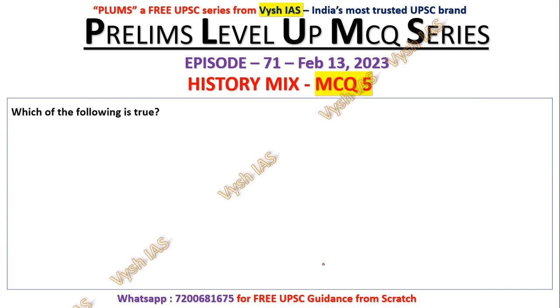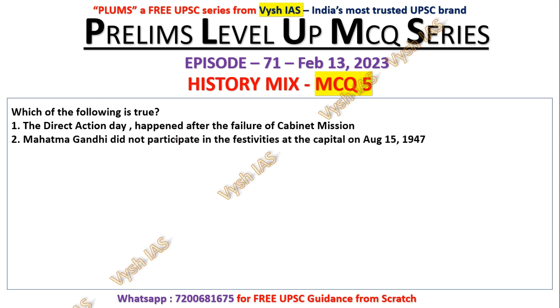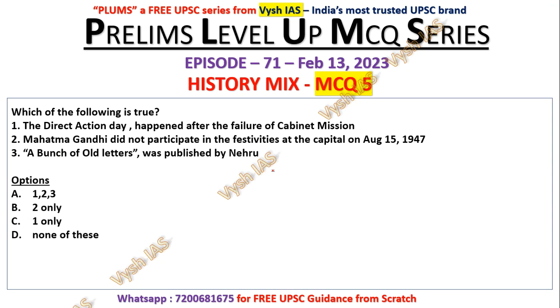Question number 5. Which of the following is true? The direct action day happened after the failure of cabinet mission. Mahatma Gandhi did not participate in the festivities at the capital on August 15, 1947. A bunch of old letters was published by Nehru. So options: 1, 2, 3, 2 only, 1 only, none of these.